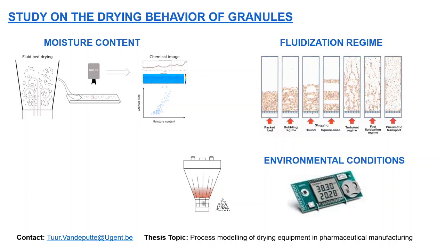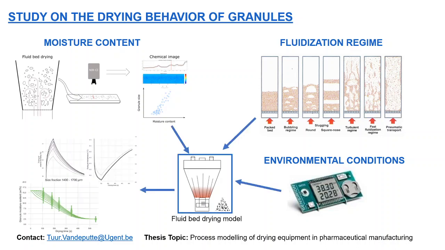In this project, we teach you how to determine the moisture content as a function of the granule size by means of a chemical imaging system, and how to describe the fluidization behavior in a fluid bed dryer. After the interpretation of the experimental results, you will learn how to describe the collected data in a mathematical way for modeling purposes. The aim of this model is to predict drying behavior for new formulations in order to speed up the development time of new drugs.